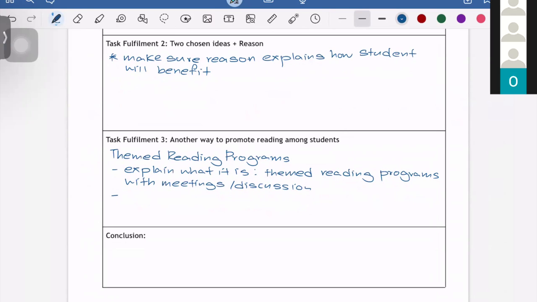After you have explained what it is, explain how it would promote reading. So you can say it will create curiosity about specific books or genres that students may not have access to or known about.